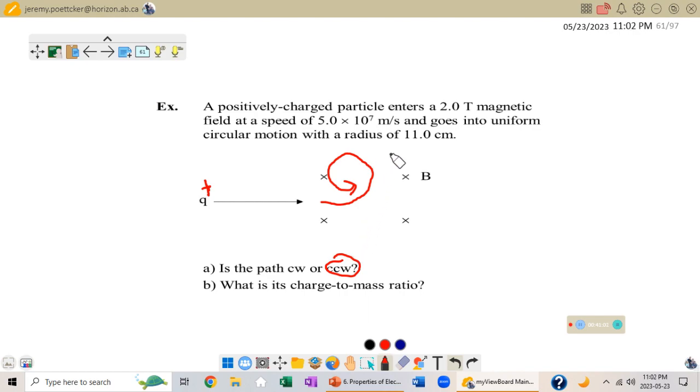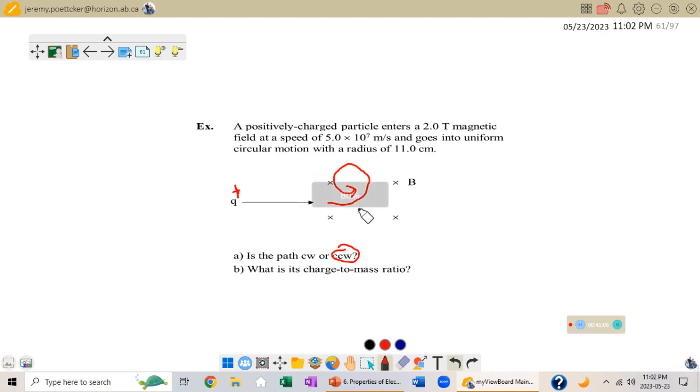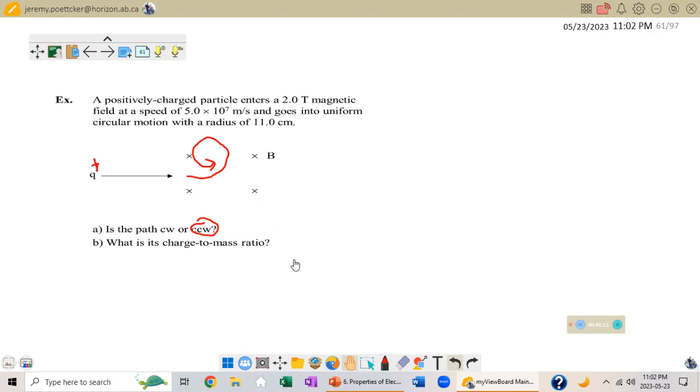And now, what's its charge to mass ratio? So this is, again, simply employing what Thompson did. So we come down to basically QVB equals mv squared over r. I'm kind of shortcutting to that part. How did I get there?